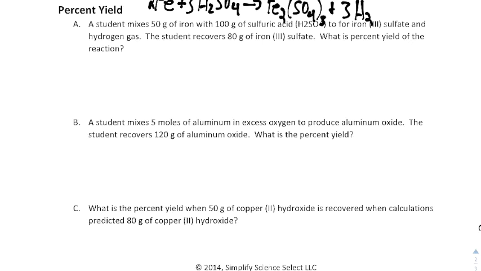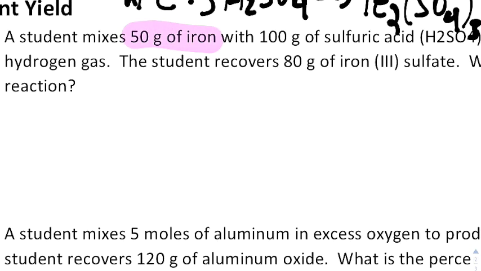Now, since everything is dealing with our iron 3 sulfate, we're going to convert everything to that iron 3 sulfate, meaning we're going to take this 50 grams of iron and that 100 grams of sulfuric acid and convert it to iron 3 sulfate. Because when it says the student recovers, what that means is this 80 grams of iron 3 sulfate is actually your actual yield. So in the equation of actual divided by theoretical times 100, that's going to be on top in the numerator, and then you're going to put your theoretical yield in the denominator.